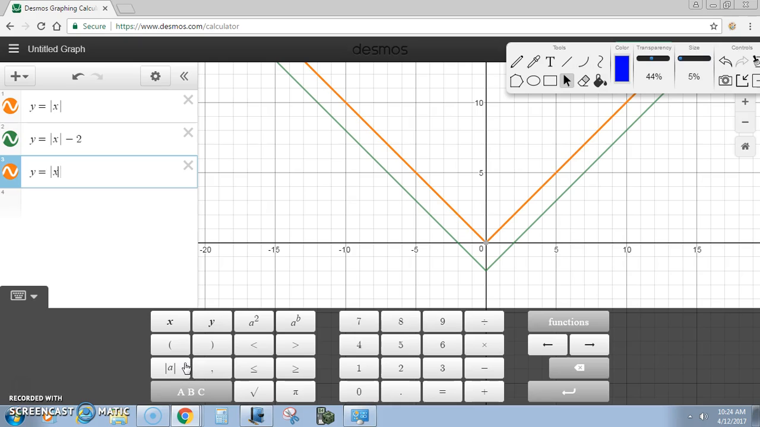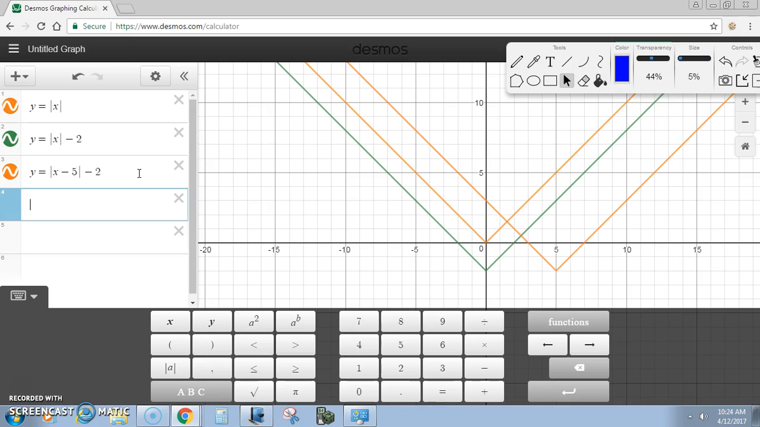Now to the right is the opposite if you're moving horizontally. So if I do x - 5, this just moved it to the right 5. Now what if I wanted to do one that moved it both to the right and down? You could do that. I can just take this x - 5 on the inside of the bars and then subtract 2 on the outside of the bars, and boom, it's done that.